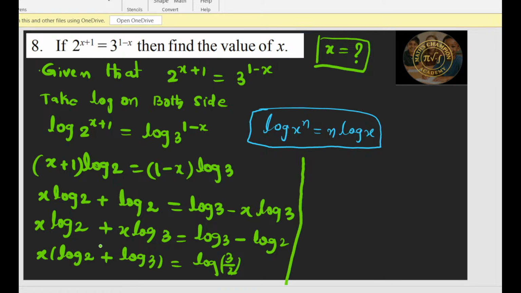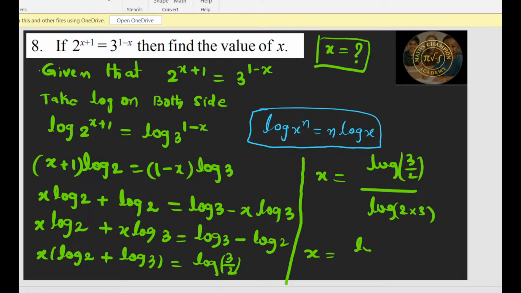In the next step, we can write x is equal to log 3 by 2 divided by log 2 plus log 3. How are we going to write this? Log 2 into 3, it is 6. So x is equal to log 3 by 2 divided by log 6.